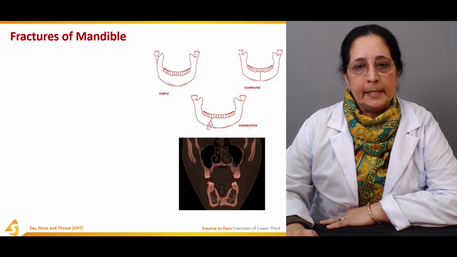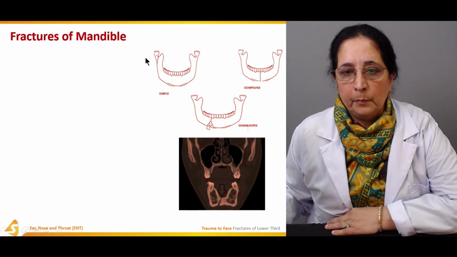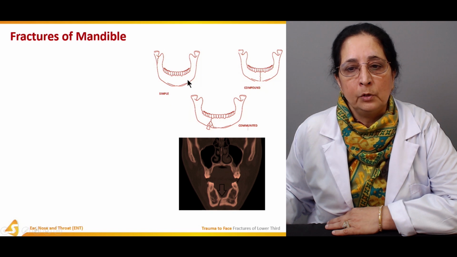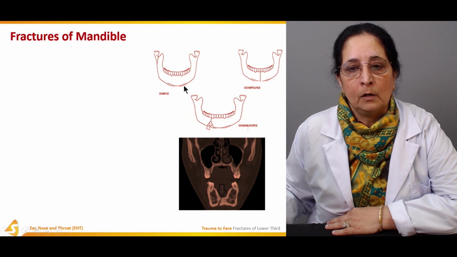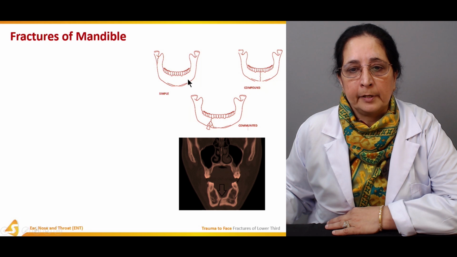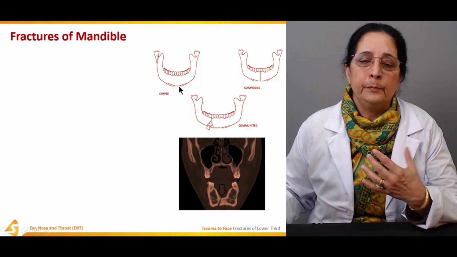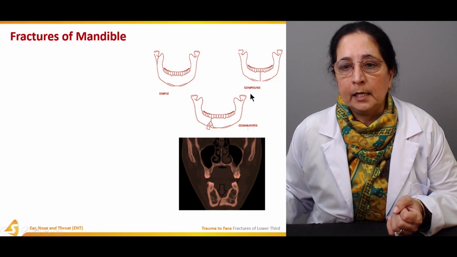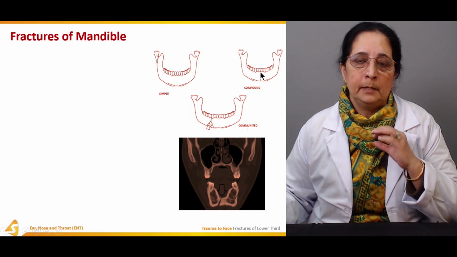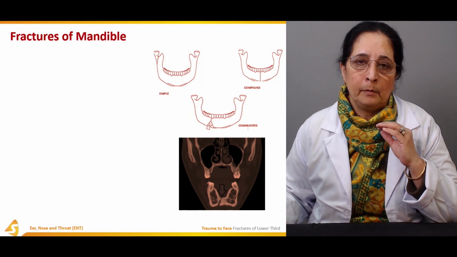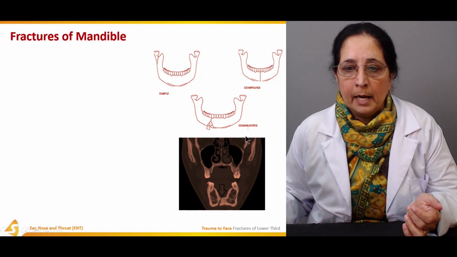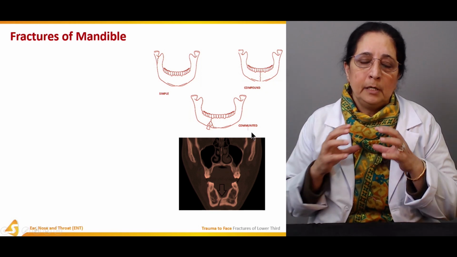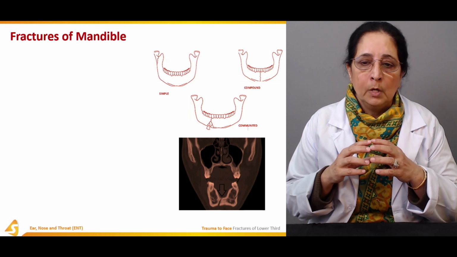Fractures of mandible. This is the mandible bone. This is the simple fracture of the mandible bone with no involvement of the skin or the laceration present or no protrusion of the bone out of the body. So this is simple fracture. This is the compound fracture in which the bone actually involves the skin also. And this is the comminuted fracture in which the bone breaks down into pieces.